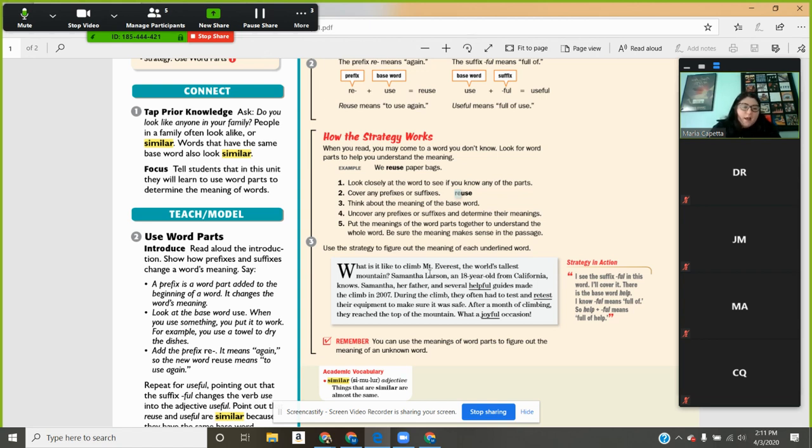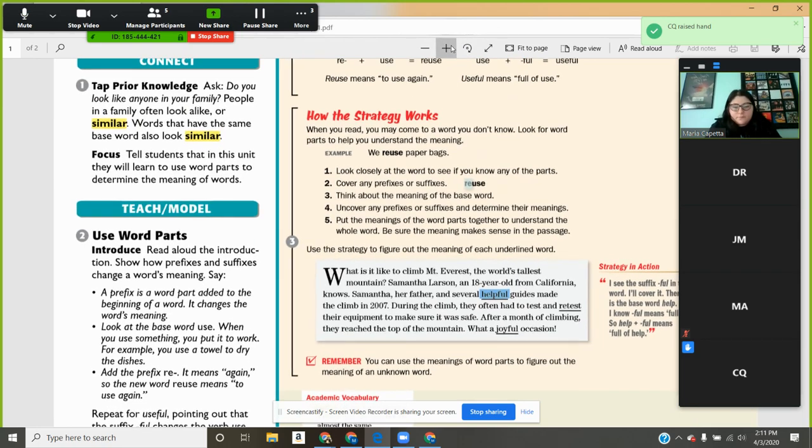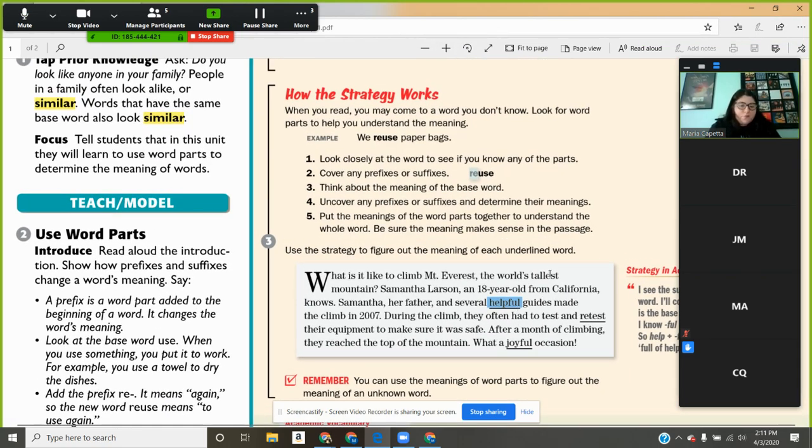If we didn't know what the word helpful meant, what would be the base word, Dana, in helpful? I can't unmute you. Helpful, Dana. Look at this word. There's a word in there that should be familiar. Helpful. Here, I'll make it bigger. Helpful. Do you recognize a word in there, the base word?